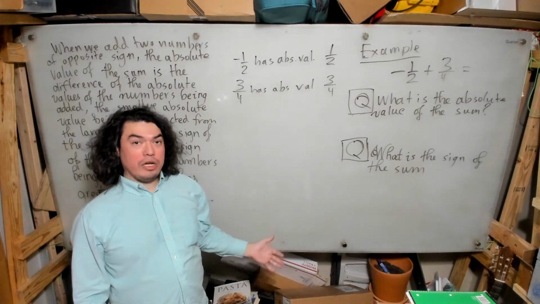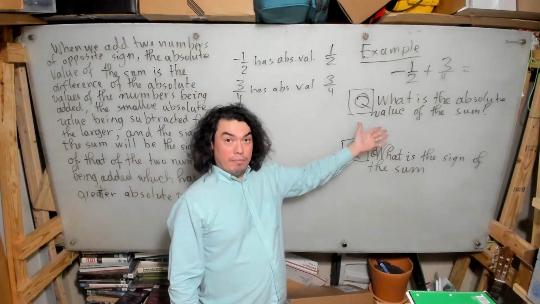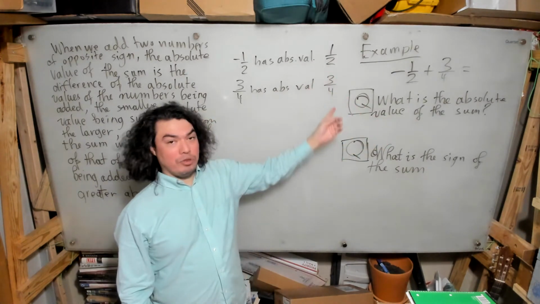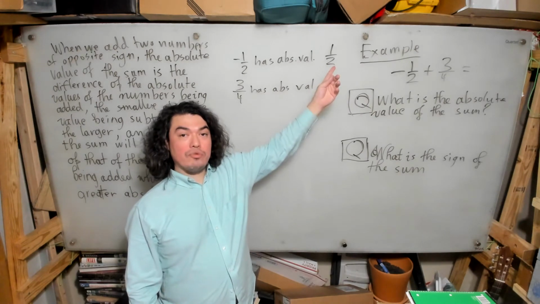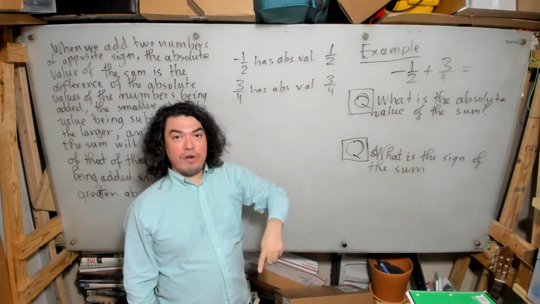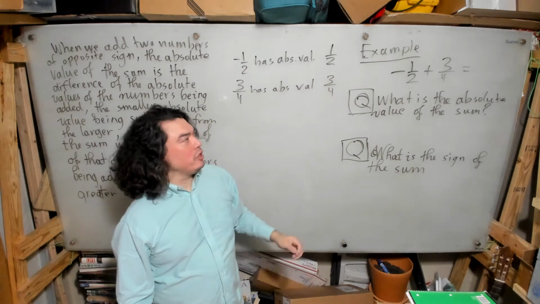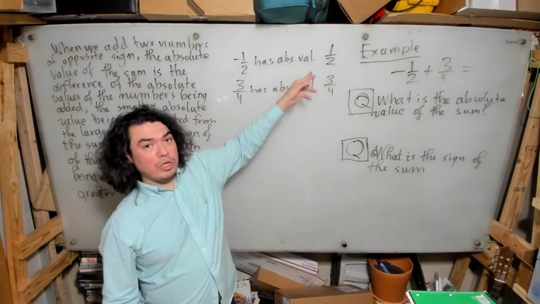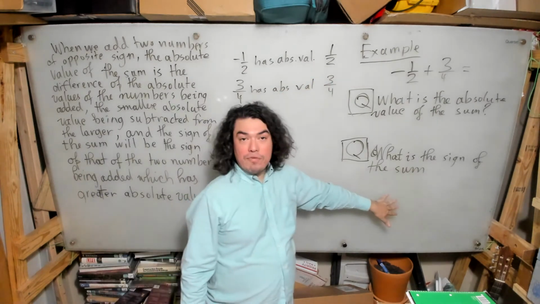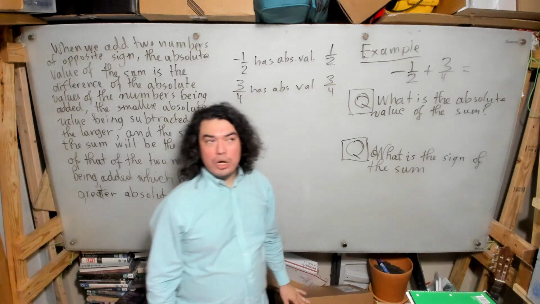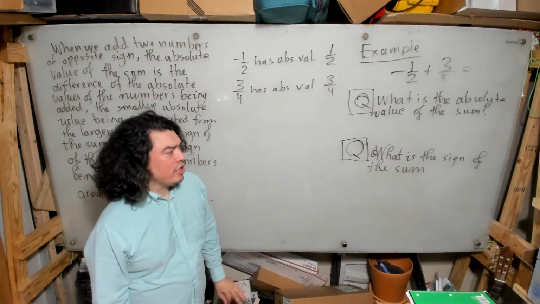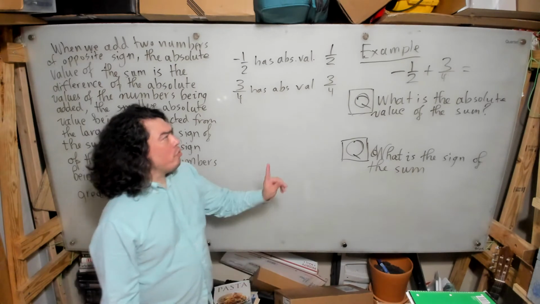In order to calculate the absolute value of the sum, we need to find out which one of these absolute values is bigger so that we can subtract the smaller fraction from the bigger fraction, in this case, since they're fractions. And moreover, we have to know which one's bigger to figure out what the sign of the sum will be. So how do we do that?